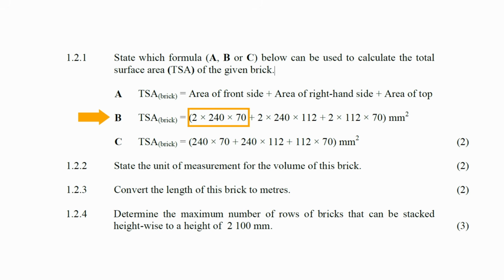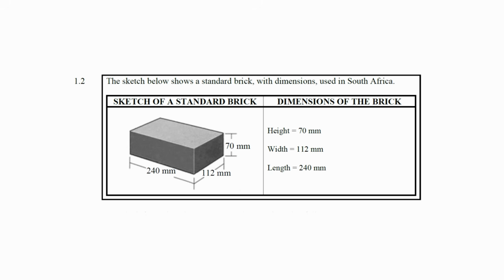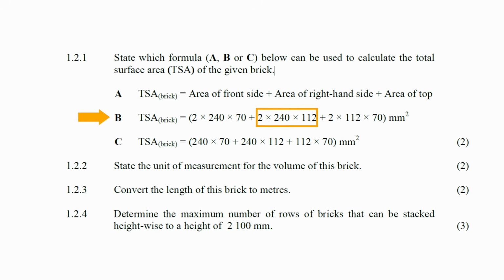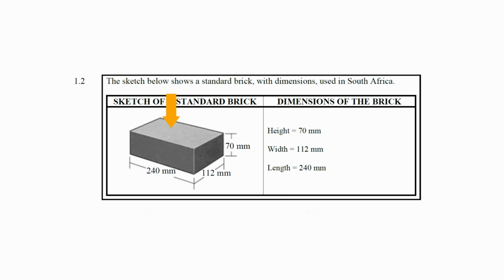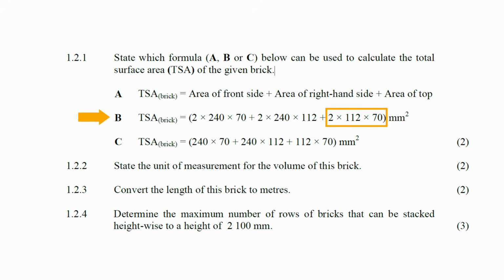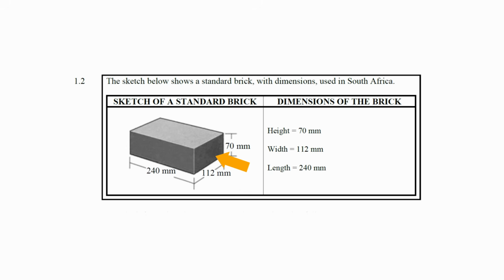2 multiplied by 240 multiplied by 70 is the area of the front and the rear side of the brick. The 2 multiplied by 240 multiplied by 212 accounts for the area of the top and the area of the bottom of the brick. And the 2 multiplied by 112 multiplied by 70 accounts for the area of the right side and the area of the left side of the brick.